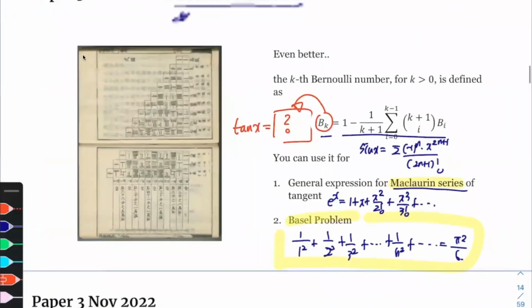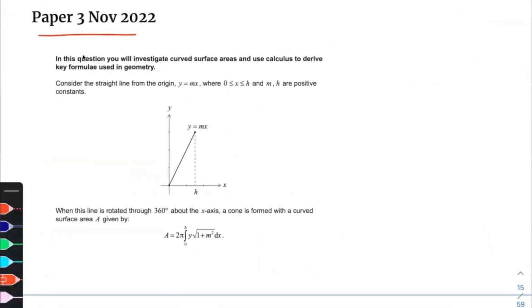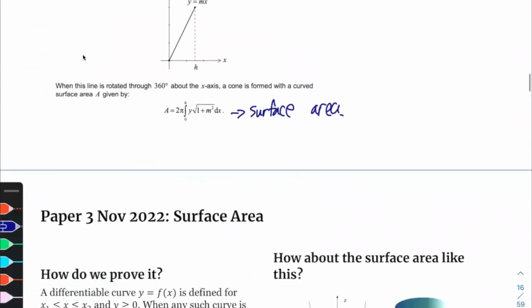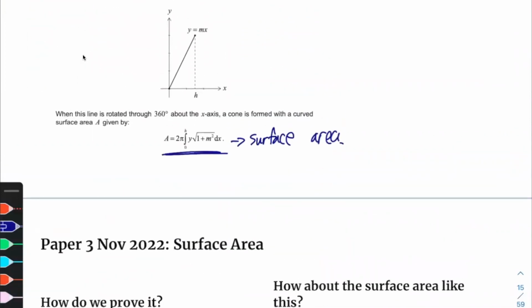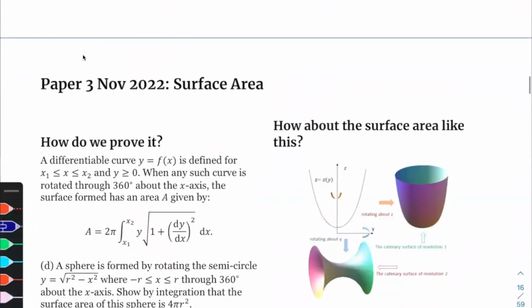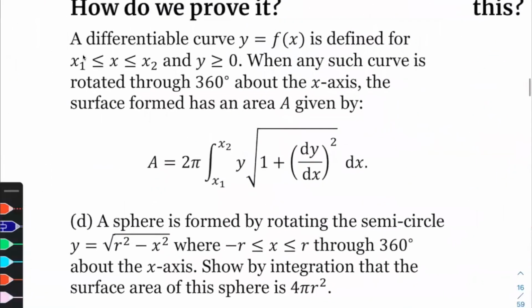Okay, so let's move on to the next question. Paper 3, November 2022. Question number 2 was something with the surface area. In the question, they ask you to use this formula to get the surface area of a revolution. Okay, so that is great. So they asked me to use it only in the test.